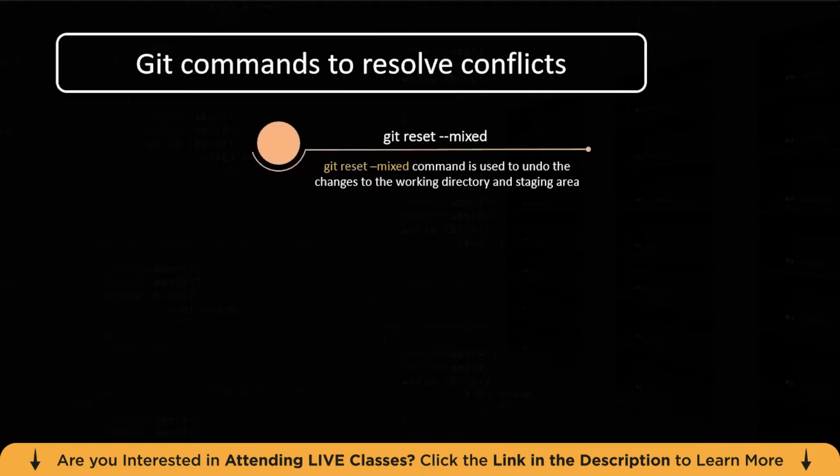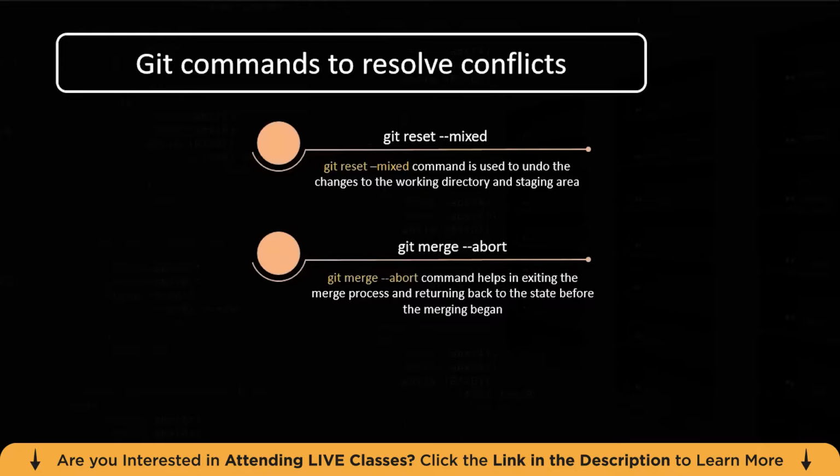Now then we have git merge --abort, which will be used in order to exit the merge process and return back to the state before the merging began. If you're not able to resolve the merge conflicts manually, in that situation we will be aborting the merge, or a git merge over here.